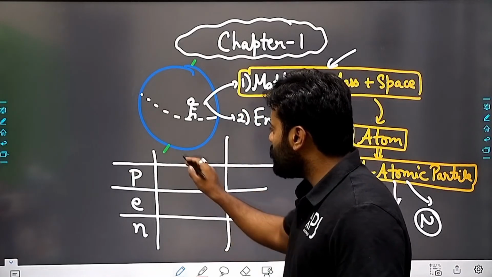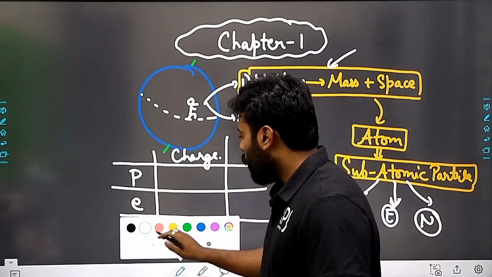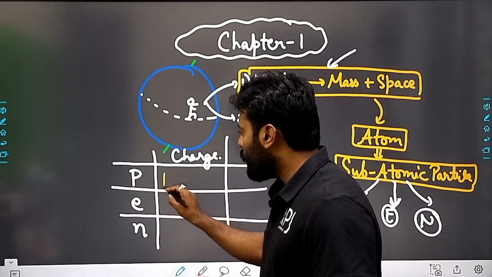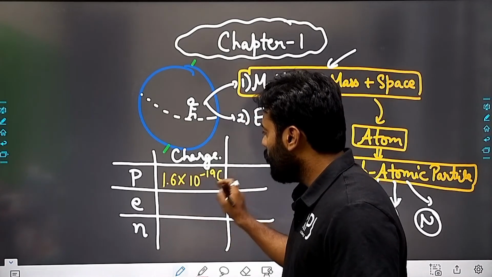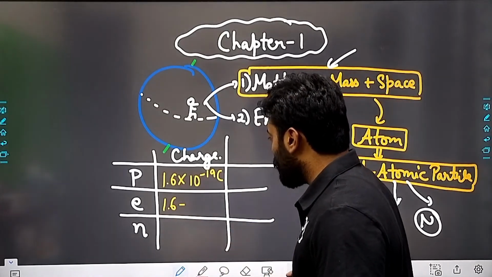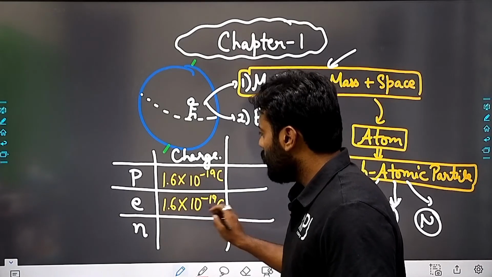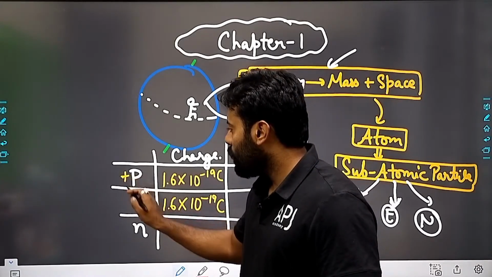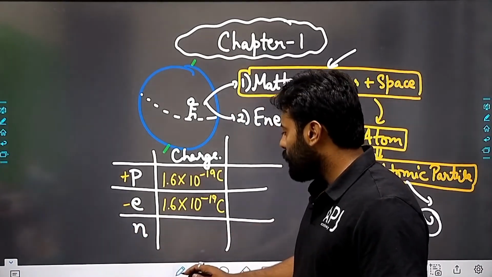If I talk about the charge on proton, then the charge on proton is 1.6 into 10 to the power of minus 19 coulomb. The charge on electron is also 1.6 into 10 to the power of minus 19 coulomb. This charge is positive, this charge is negative, right? In case of neutron, there is no charge.